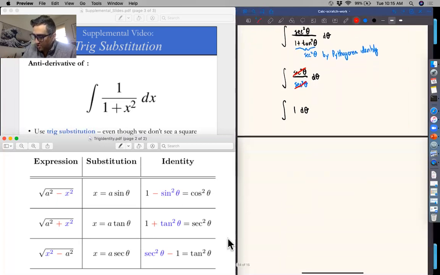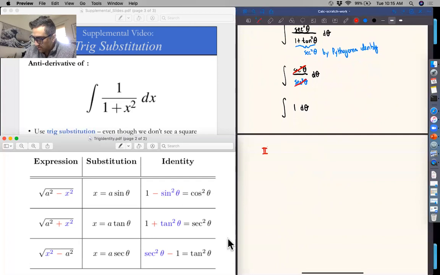Now, it doesn't really look like a trig integral. Of course, it's still in terms of the theta variable. But we can, in a very nice way, compute this antiderivative of just 1 d theta. So the antiderivative of 1 d theta is, of course, just equal to theta plus c. Now we're almost done with this problem, except we still have one more act to go for trig sub.